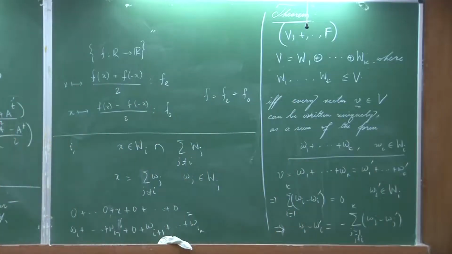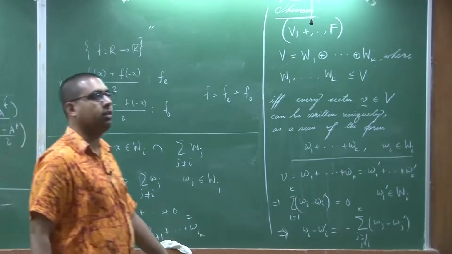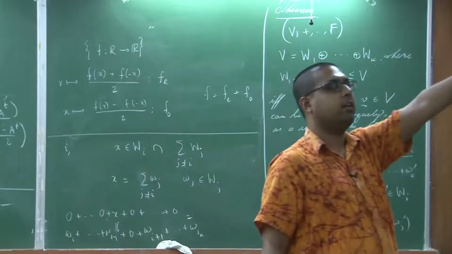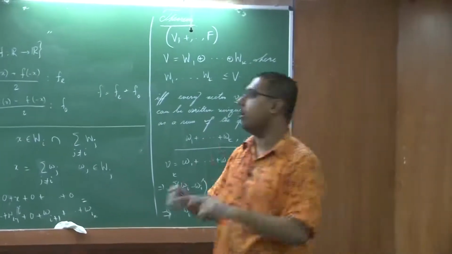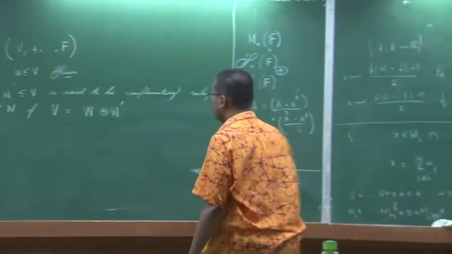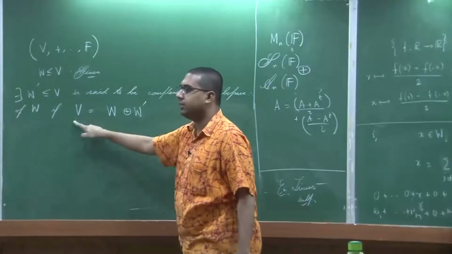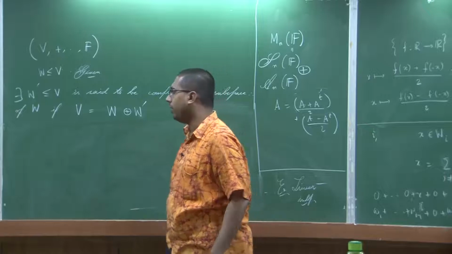Therefore, from now onwards, if I need to show that V is the direct sum of two subspaces, we know that it is enough, it is equivalent, to show that every vector v in capital V can be written uniquely as a sum of elements from W and W prime.